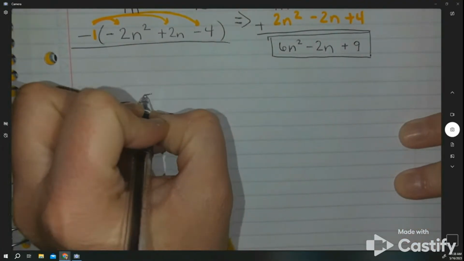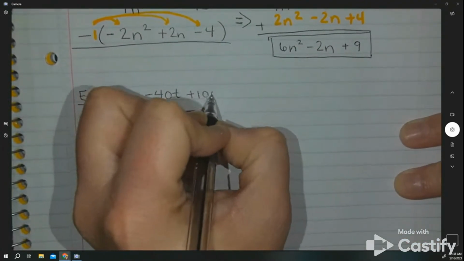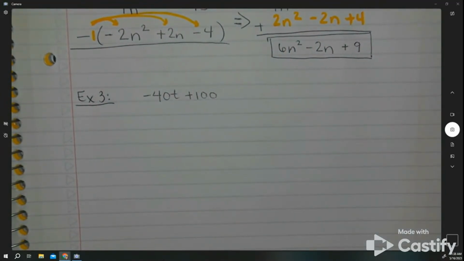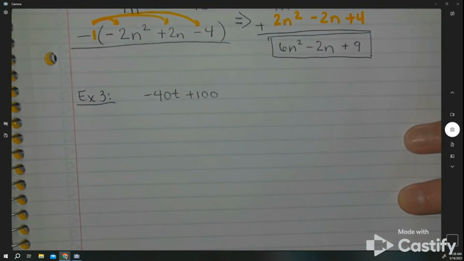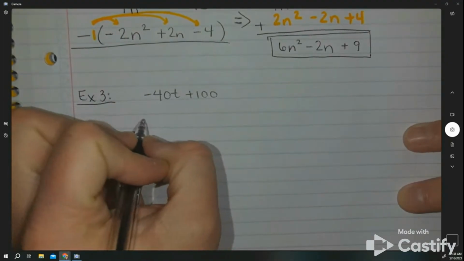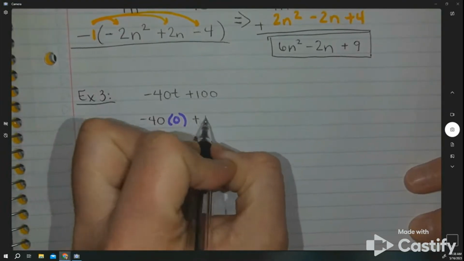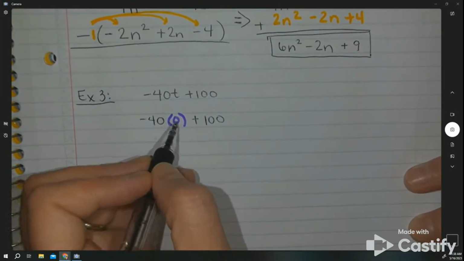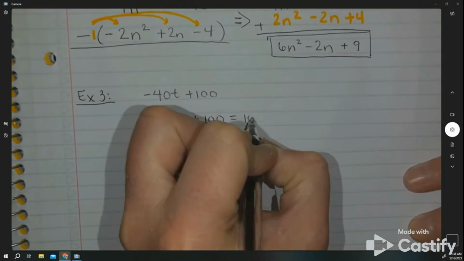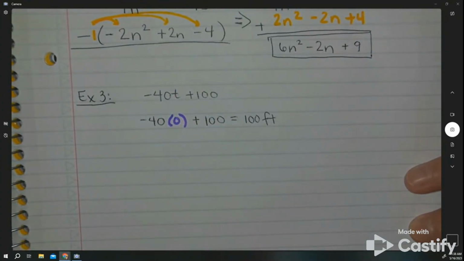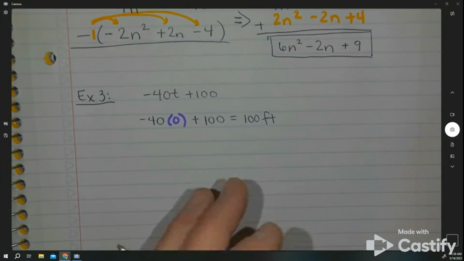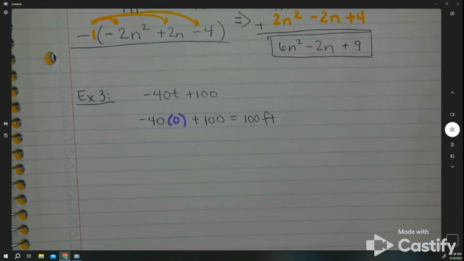So the polynomial that we were working with is negative 40t plus 100. So if I want to know what that 100 stands for, I really want to look at it without this negative 40t. Well, how would I get rid of negative 40t? I plug in 0 for t. So negative 40 times 0. In other words, after 0 seconds, right? So negative 40 times 0 is 0. 0 plus 100 equals 100 feet. So after 0 seconds, when both of these water balloons are beginning to fall, the space between them is 100 feet. That's what that constant of 100 means for this question, for this polynomial.